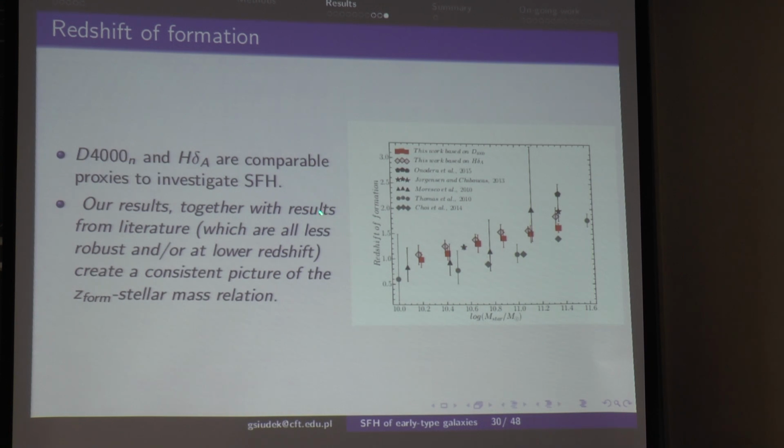So I have created a consistent picture of redshift of formation as a function of stellar mass. With red squares we have the measurement with D4000, and with open diamonds we have the estimation of redshift of formation obtained from the H delta index analysis. And for the first time we derived such a picture in so wide a stellar mass range, because the previous results were focused rather on very narrow stellar mass ranges.